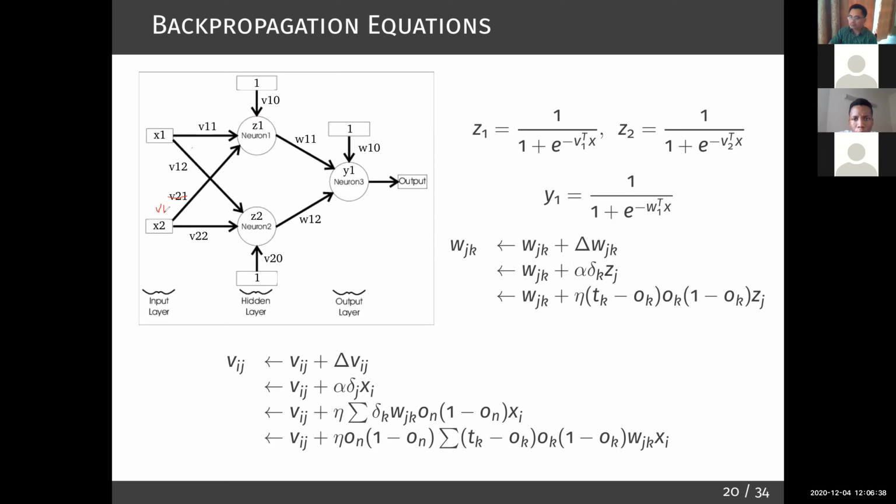V12. V10, V11, and V12, because everything goes to Z1. So the vector V1 and their components: the zeroth element, the first element, and the second element. So V1 multiplied by X.